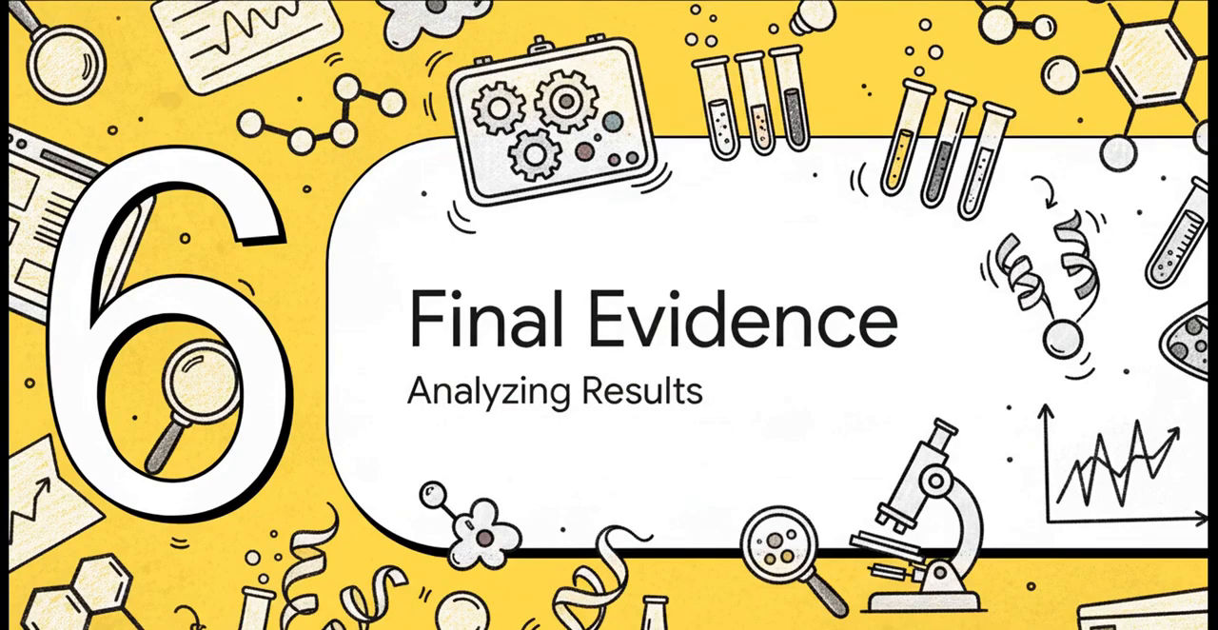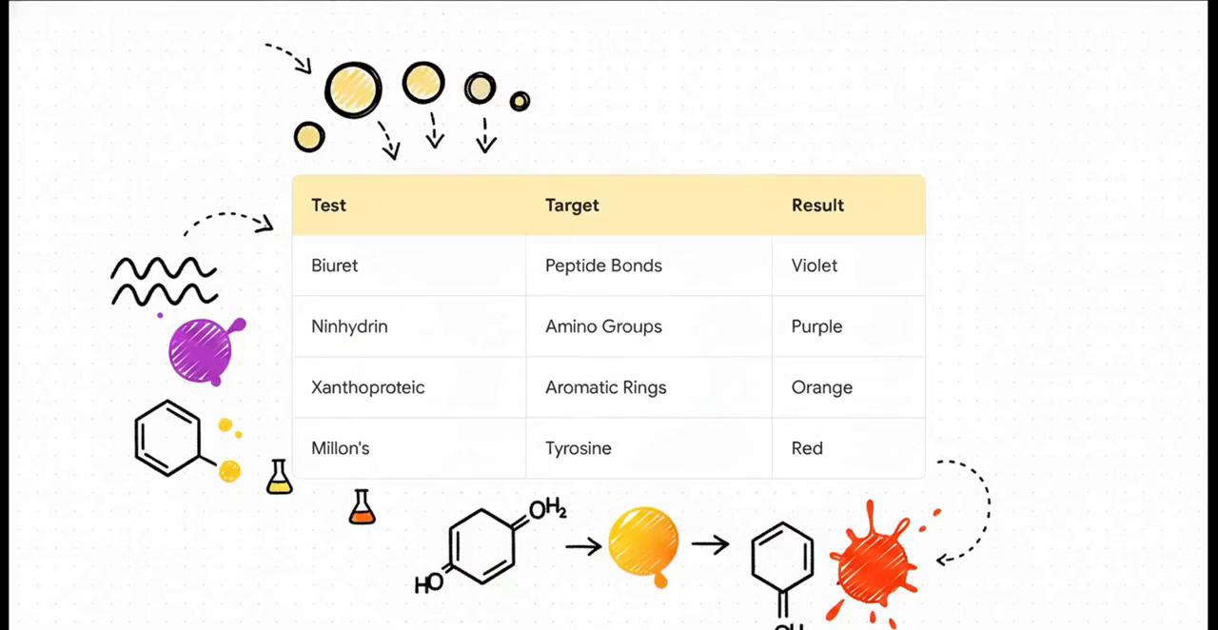Section 6. Analyzing the final evidence. Time to put our ultimate diagnostic toolkit together. Let's run through our final case report and cement everything we just uncovered. We drilled down from the broadest target to the narrowest. We started with the Biuret test, hunting for general peptide bonds, which gave us a violet result.